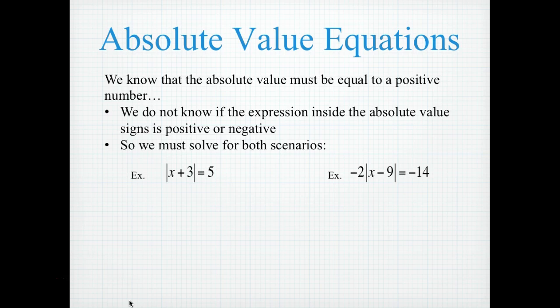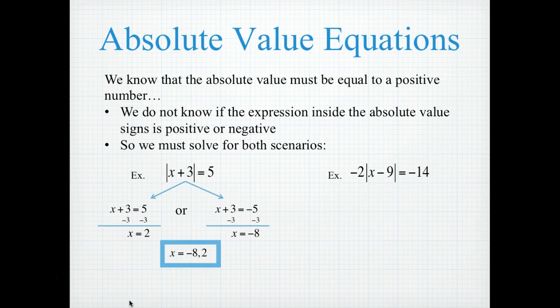In our first example, we have the absolute value of x plus 3 is equal to 5. Now the expression x plus 3 could be equal to positive 5, or it could be equal to negative 5. So we have to set up for both scenarios and solve as well. So to solve for these equations, we subtract 3 from both sides. So the possible answers for the example are negative 8 and 2.